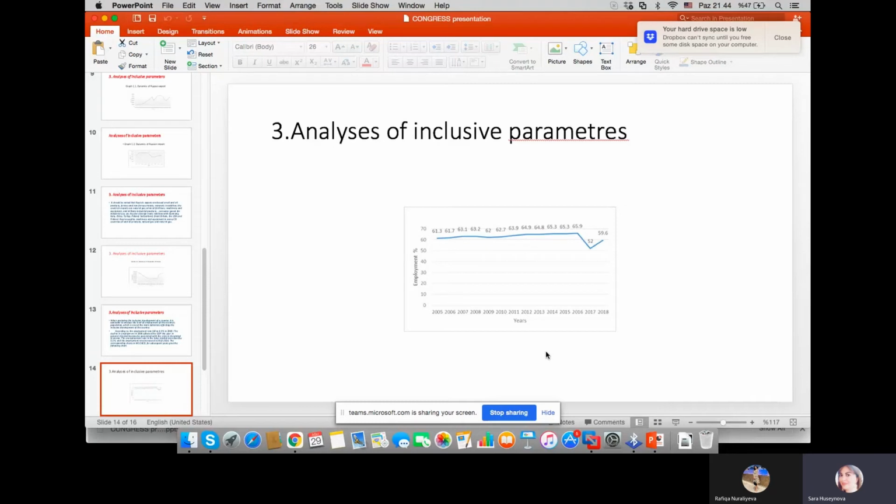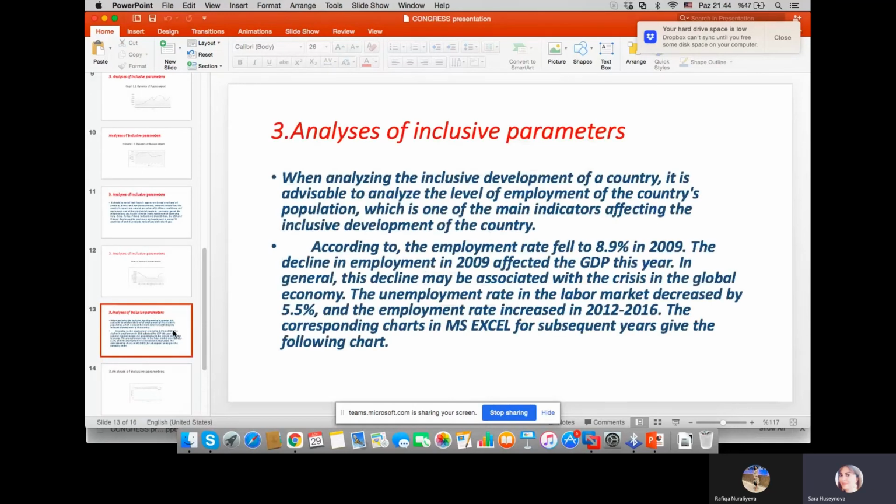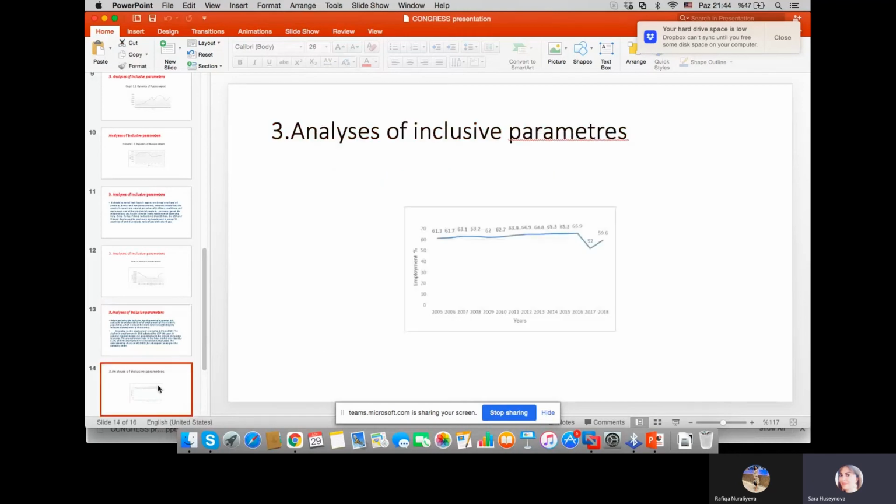The corresponding charts, and we have the next chart about the dynamics of employment of the population of the Russian Federation. It's again created by the Excel spreadsheet.